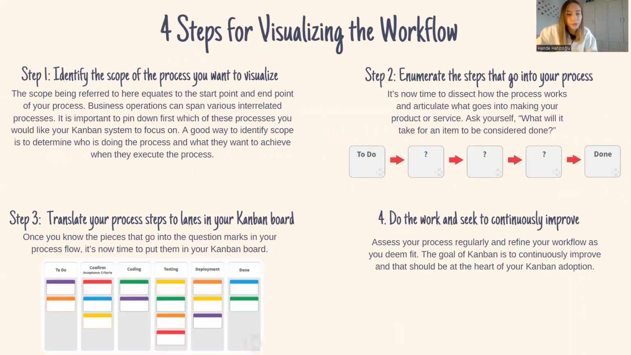Firstly, you need to identify the scope of the process that you want to visualize. Secondly, you need to enumerate the steps that go into your process. Thirdly, you need to translate your process steps into lanes in your Kanban board. And the 4th and final step is do the work and continuously improve.